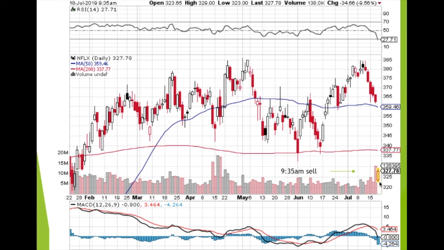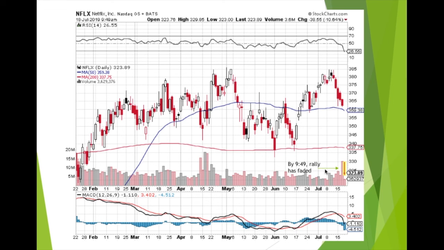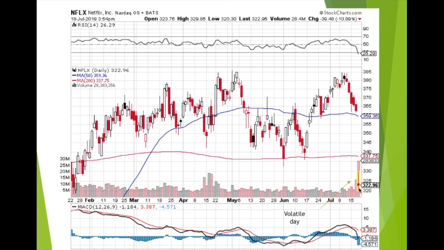9:35 a.m. You see it. There's been a little bit of a rally here. Gap down here. The open was at 323, and then it's risen to the last at 327. So at 9:35 there's been a little bit of a rally, and then by 9:49 the rally has faded again. And then you see at the end of the day, Netflix has had a very volatile day.